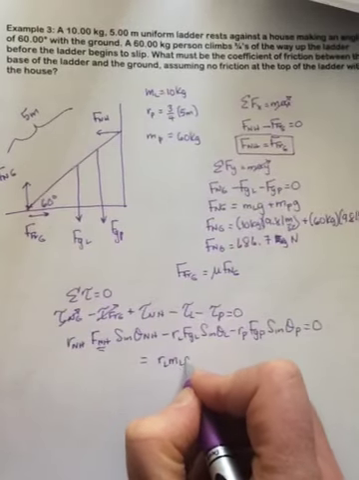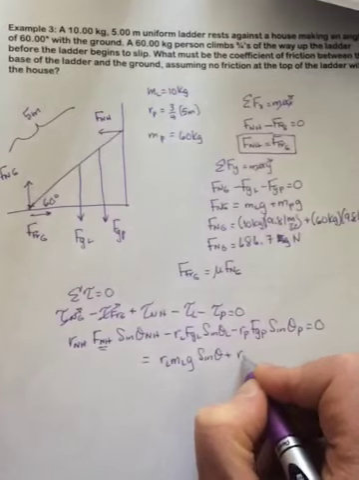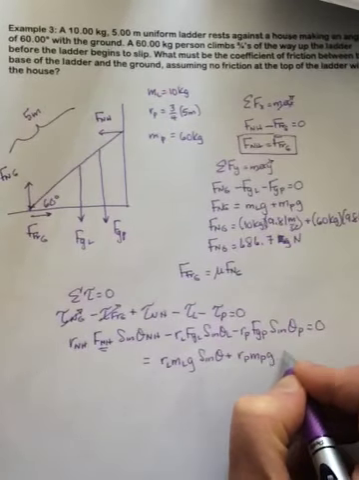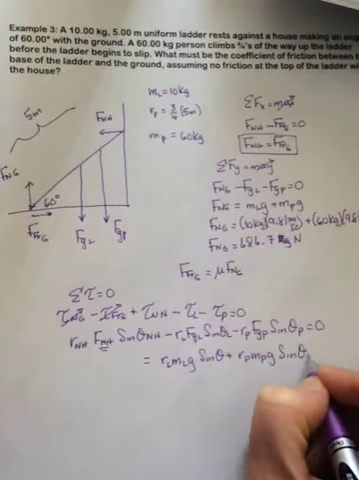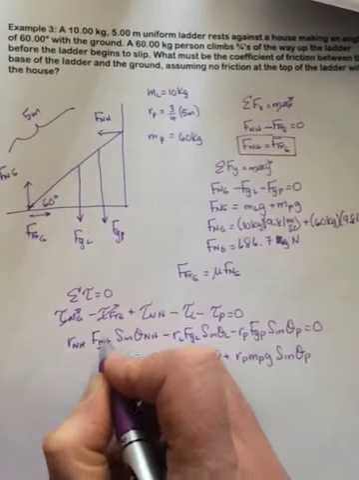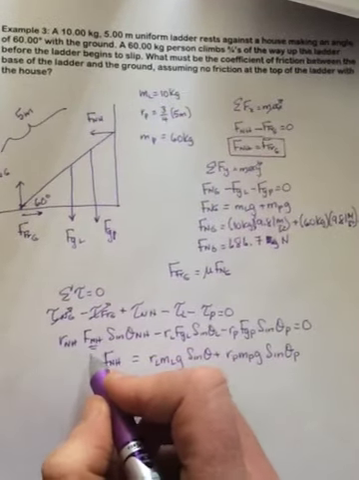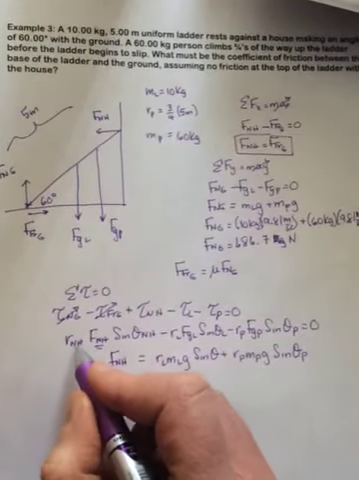R of the ladder, M of the ladder, G, sine theta of the ladder, plus R of the person, M of the person, G, sine theta of the person. We want to be left over here with F normal of the house, and that's not a weight. That's how much force the house is pushing back. It has nothing to do with how much a house weighs. So it's not an Fg.